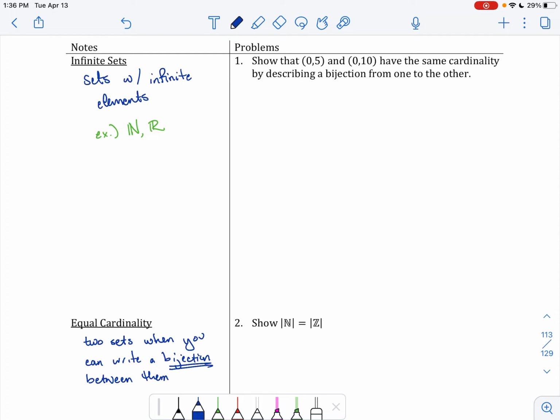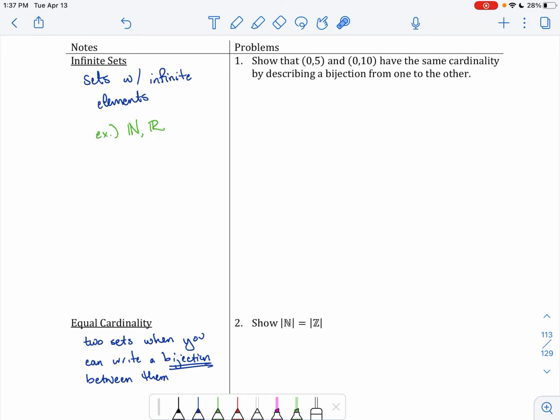And so infinite sets, like for example, we've got the natural numbers 1, 2, 3, 4, 5, etc. And the real numbers, they're both infinite. But what's actually really fascinating is that they are not the same cardinality. They don't have the same number of elements. The real numbers, as you maybe would imagine, are much larger than the natural numbers, even though they're both infinite.